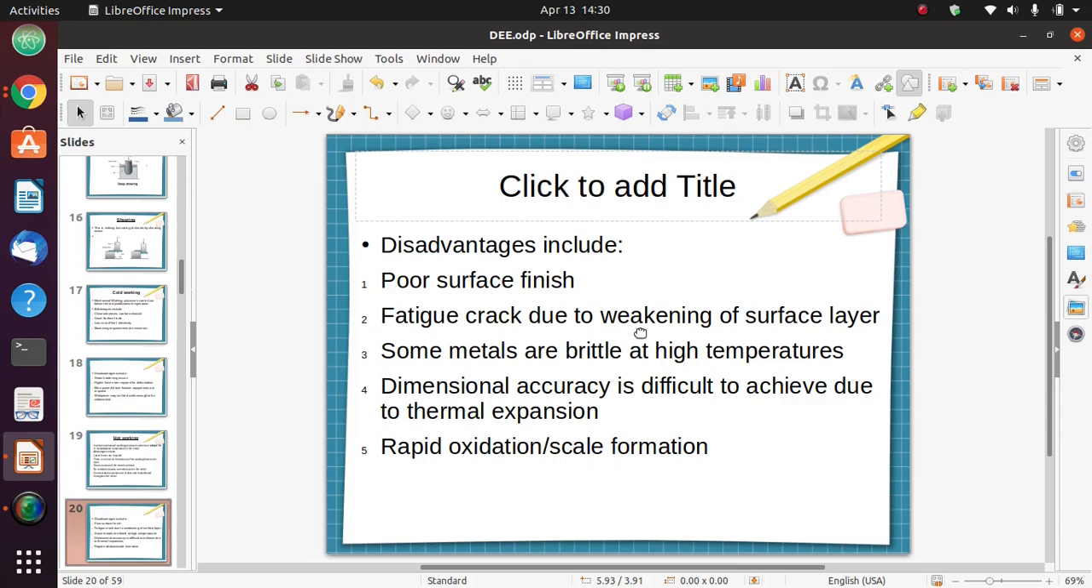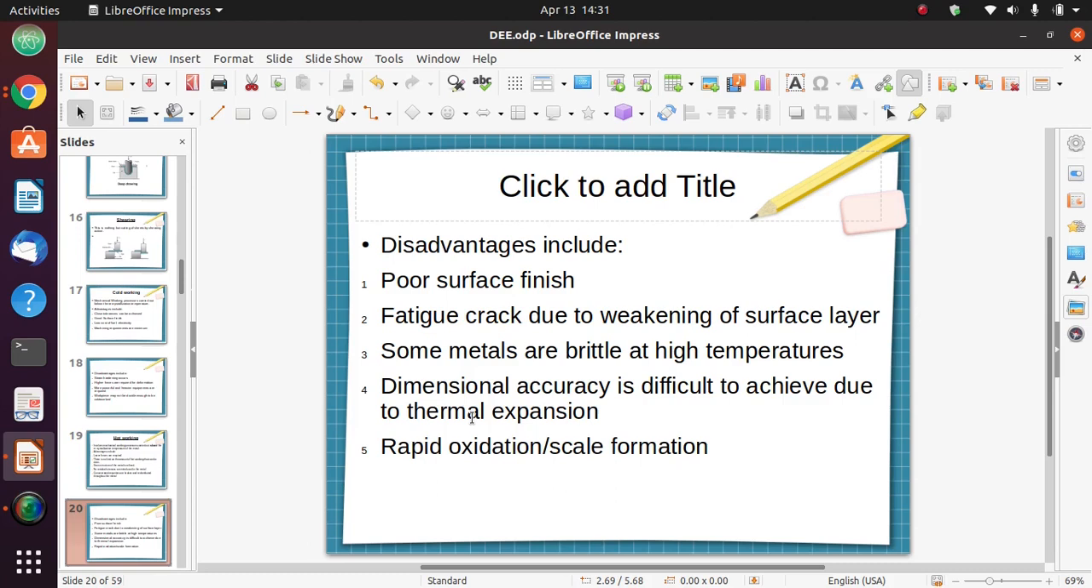If you continue heating a metal, it chokes, or for lack of a better word, fatigues. When a metal fatigues, it cracks. It forms cracks and weakens on the surface. Another disadvantage of hot working is that there are some metals that become brittle once you heat them. They become like glass.